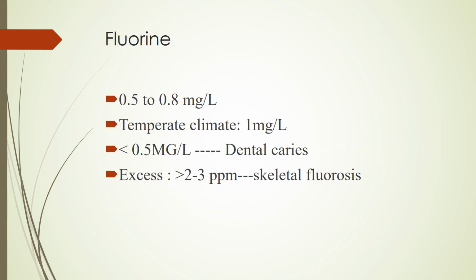Next micromineral is fluorine. It is normally present in the bones and teeth, and it is essential for the normal mineralization of bones and formation of the dental enamel. So deficiency of fluorine can lead to dental caries. A concentration of 0.5 to 0.8 milligram of fluorine per liter of water is considered a safe limit in India. But in temperate climates where there is low intake of water, the optimal level of fluorine in drinking water is accepted as 1 milligram per liter.